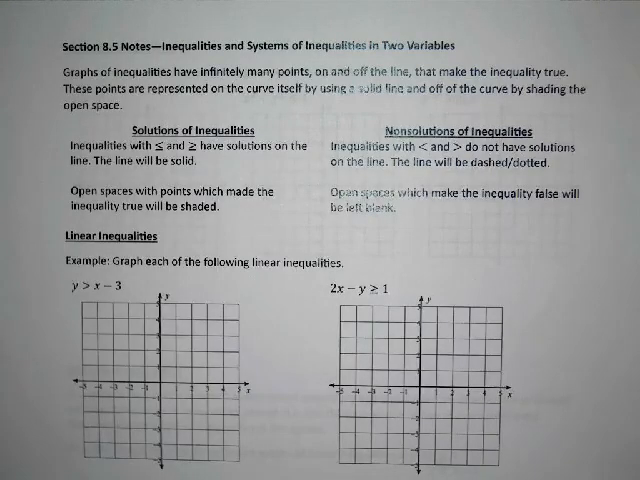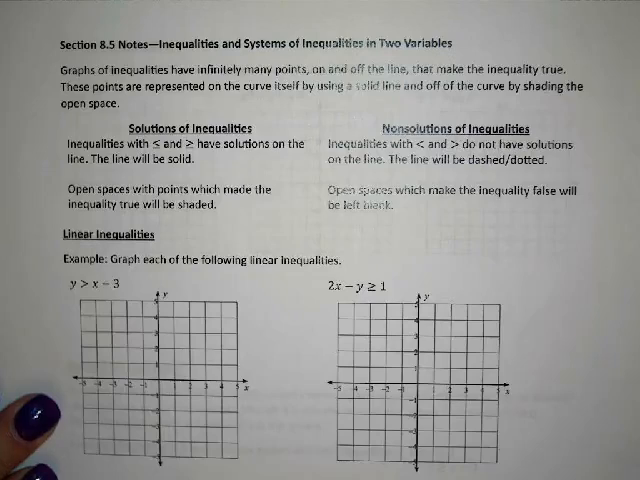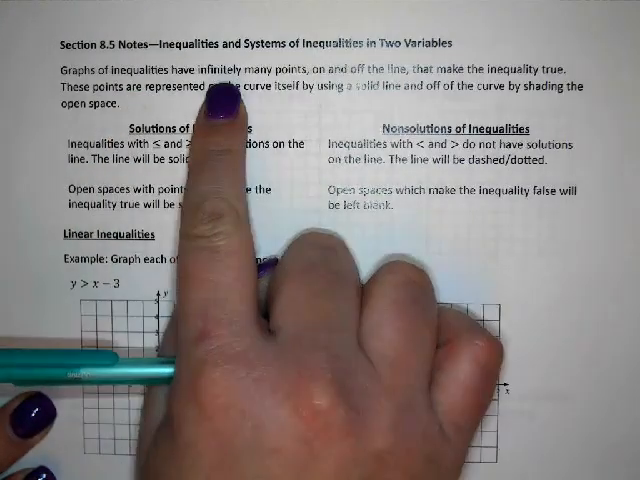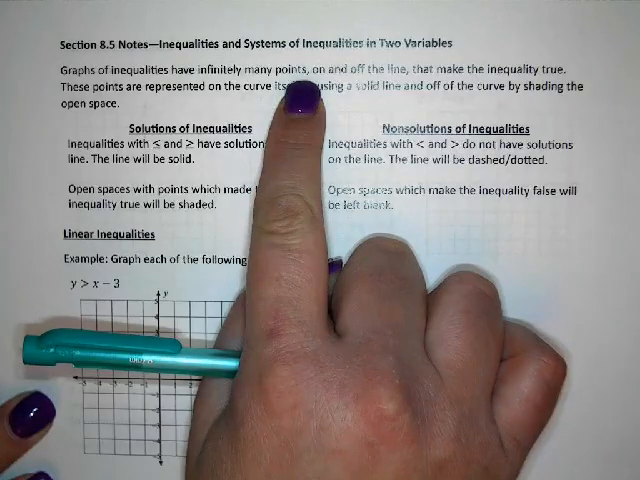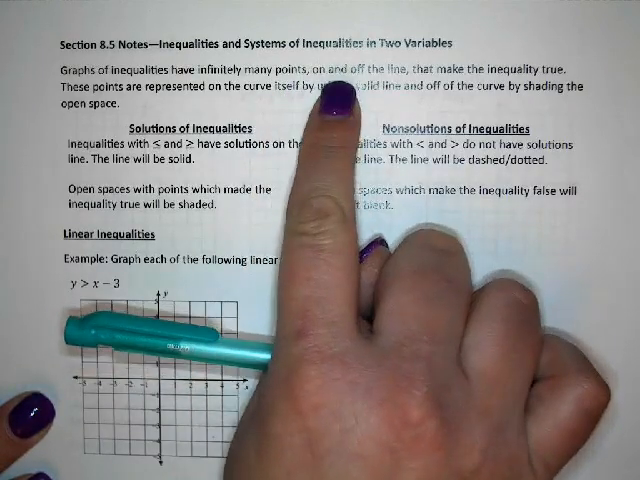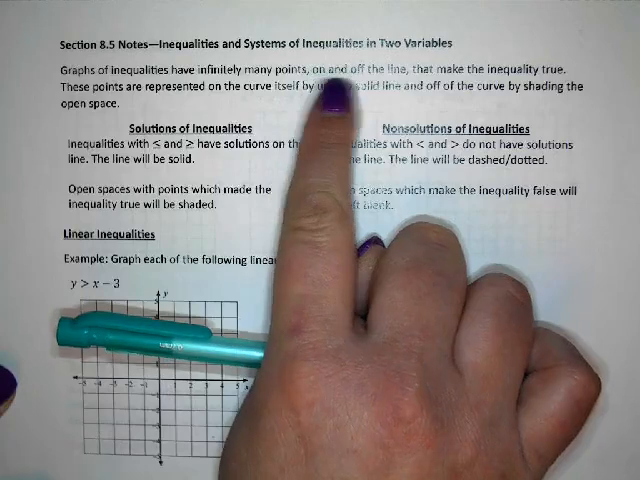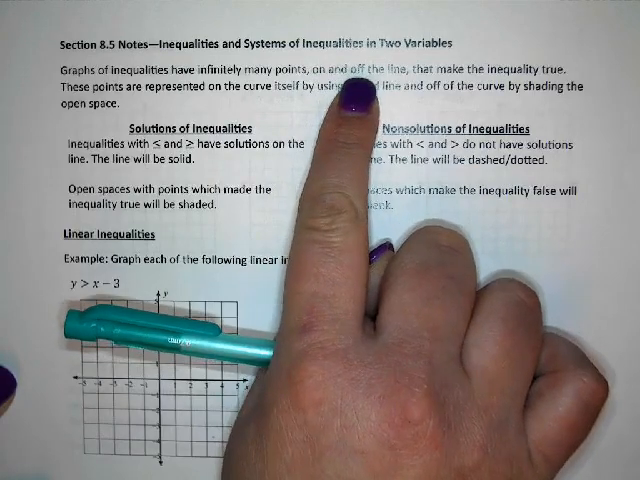This video is on section 8.5 notes, inequalities and systems of inequalities in two variables. So first we have just some information about inequalities. It says graphs of inequalities have infinitely many points, which is also true of graphs of equations. What is different about inequalities is that those infinitely many points that make the inequality true can be on the line and off of the line.